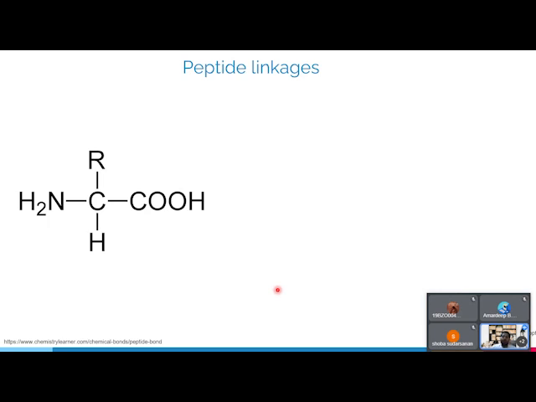So peptide linkages, let us first get to know about peptide linkages. This is the general structure of an amino acid that we just saw. So amino group, carboxylic acid group connected to an alpha carbon in the middle, to which a side chain is linked. If for convenience we are not writing the R, we will only have the amino group, the carboxylic group and the hydrogen.